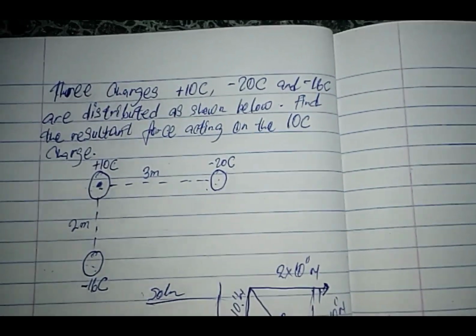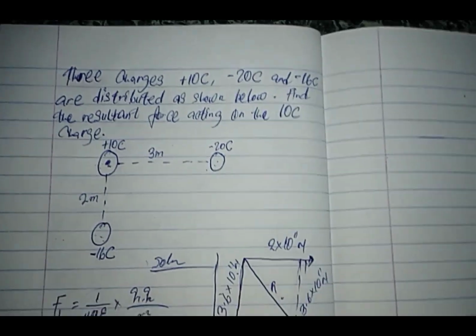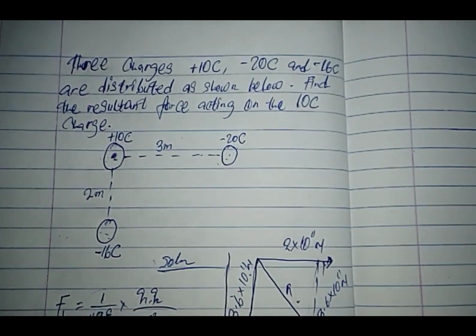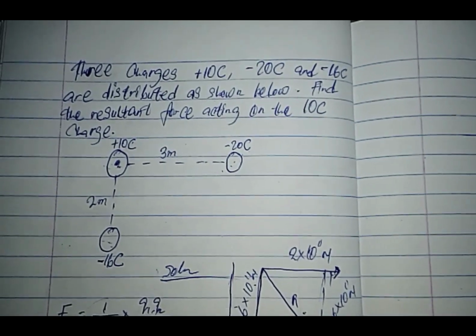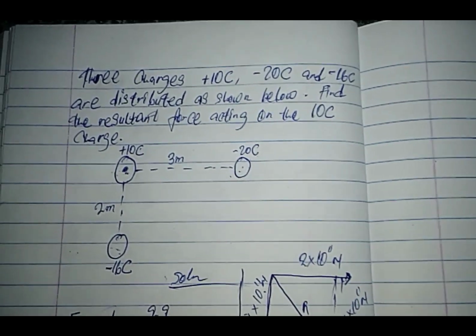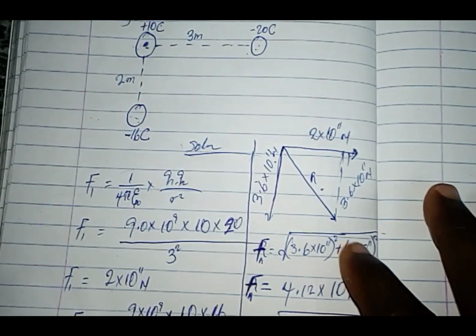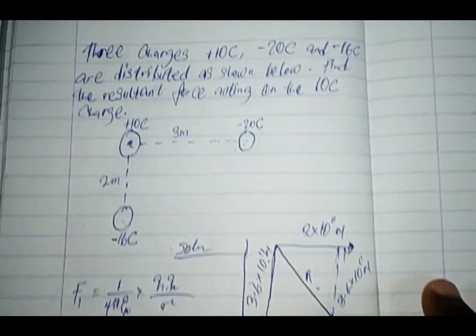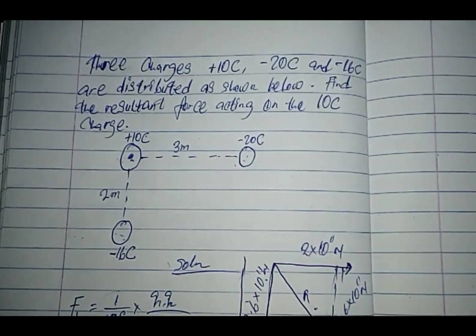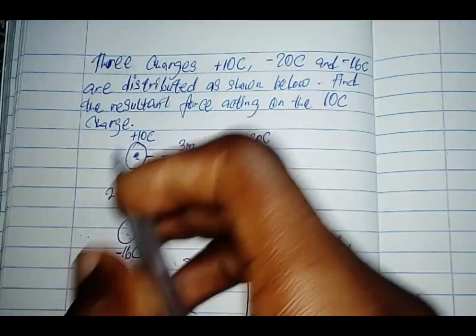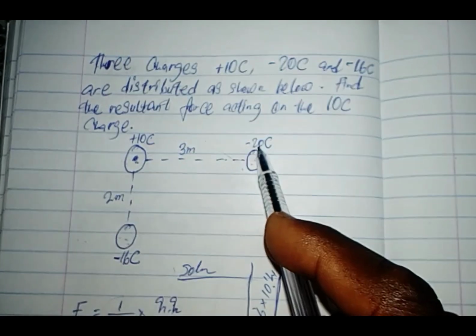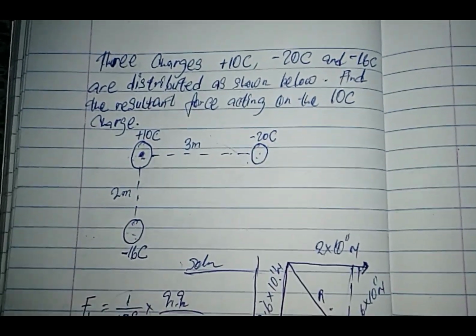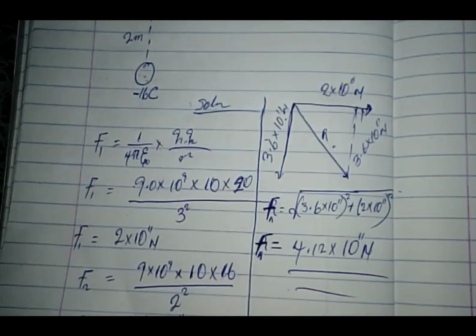So this is the resultant force from this question that says three charges, plus 10 coulombs, minus 20 coulombs and minus 16 coulombs, are distributed as shown below. Find the resultant force acting on the 10 coulomb charge. We use this same method to find the resultant force acting on any of the three charges, whether it be the negative 20 coulombs or the negative 16 coulombs. Thank you for watching.